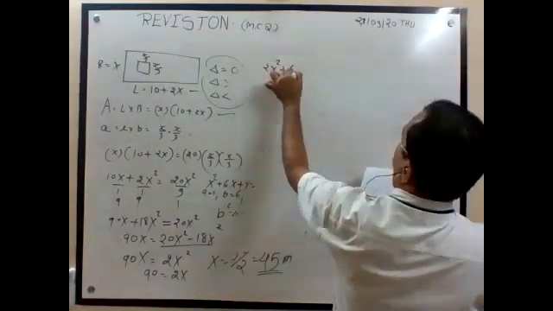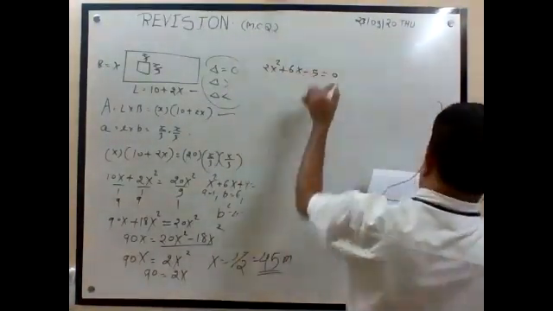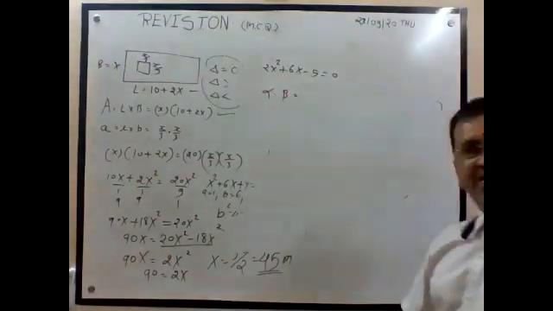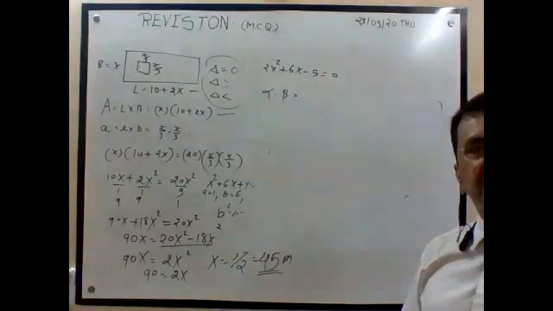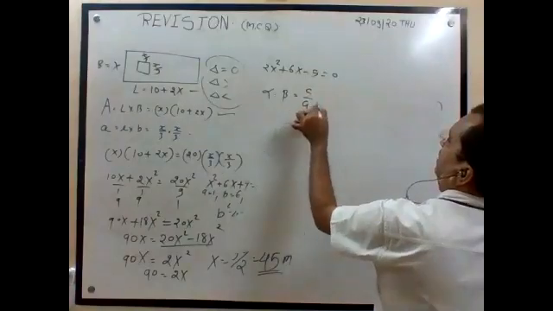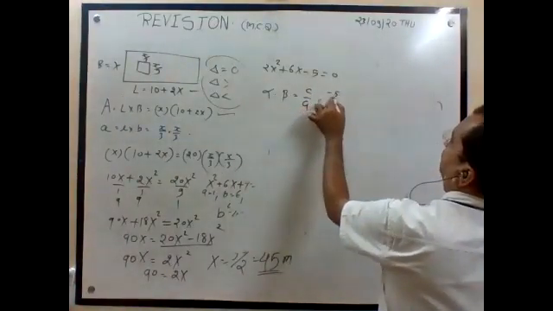2x square plus 6x minus 5 is equal to 0. Then what is alpha dot beta? Alpha plus beta is equal to minus b by a, but alpha dot beta is equal to c by a. So what is c? Minus 5. What is a?